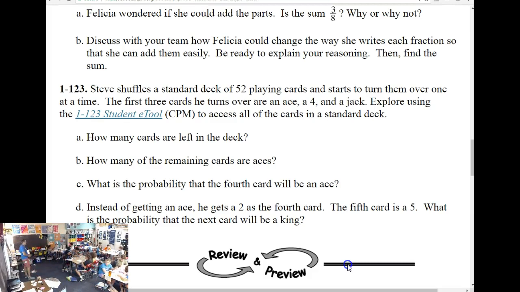Alright, real tough question. How many cards are left in the deck? 49. My Smart Ink still doesn't work. How many aces are left in the deck now? Anyway, 3, making our chance of getting an ace now 3 over 49. So just think about how the situation's been modified, how things have changed.